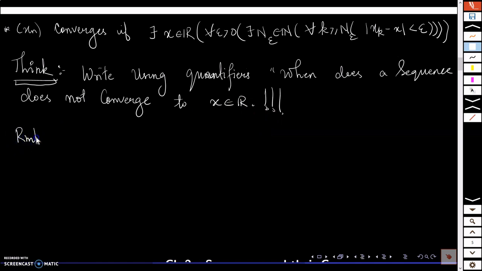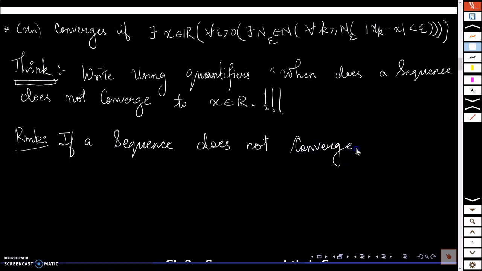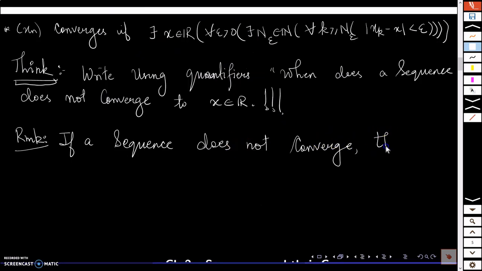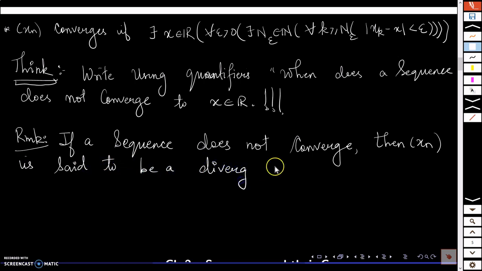Another remark that I want to make here is, if a sequence does not converge, that means there is no real number to which the sequence xn converges, then xn is said to be divergent. Is said to be a divergent sequence. Okay, so divergent means it does not converge. It is not a convergent sequence.